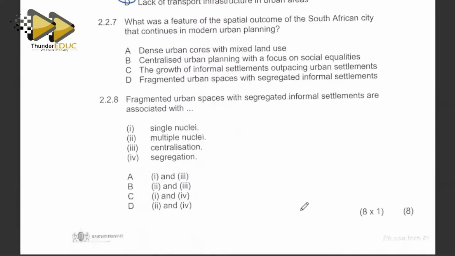What was a feature of the spatial outcome of the South African city that continues in modern urban planning? Our cities of today, they are still having the same problem of the spatial outcome which was there in the South African city plan. What is the problem there? The growth of informal settlements outspacing urban settlements. Fragmented urban spaces with segregated informal settlements are associated with, is it a multiple nuclei or single nuclei? With centralization or segregation, right? Basically, if it's fragmented, it has multiple nuclei. And if it's having segregated informal settlements, there's segregation there. So it's item 2 and item 4, which is D.